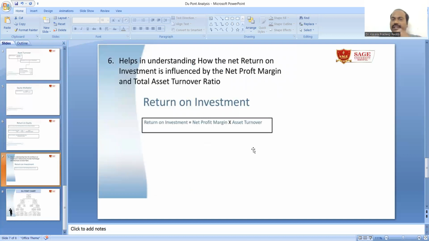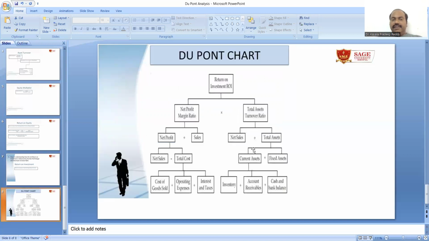This method altogether helps in understanding how the net return on investment is influenced by the net profit margin and total asset turnover ratio. That is, return on investment is equal to net profit margin into asset turnover. At a stretch, you can see in the chart what DuPont analysis is and what the DuPont chart is. Return on investment is divided into net profit margin ratio, that is net profit divided by sales.